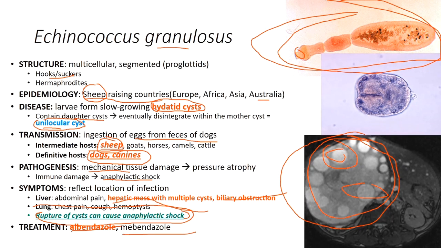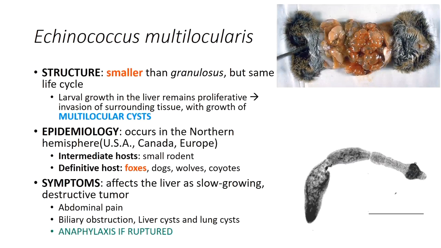You can also give mebendazole as well, but albendazole for cysts, and that comes up again with Taenia solium, with neurocysticercosis. You actually treat with albendazole. So now onto the next Echinococcus, which is multilocularis.